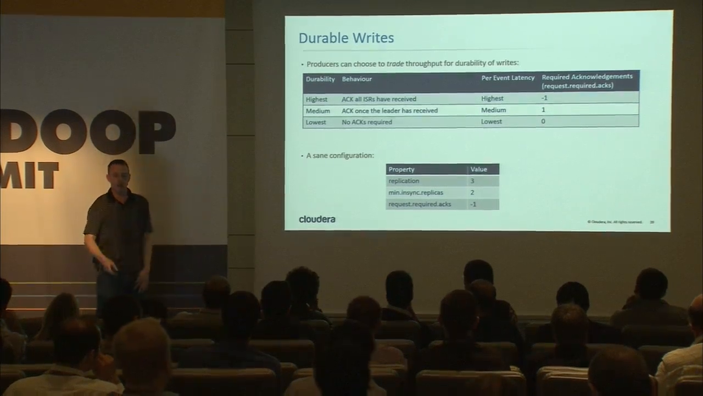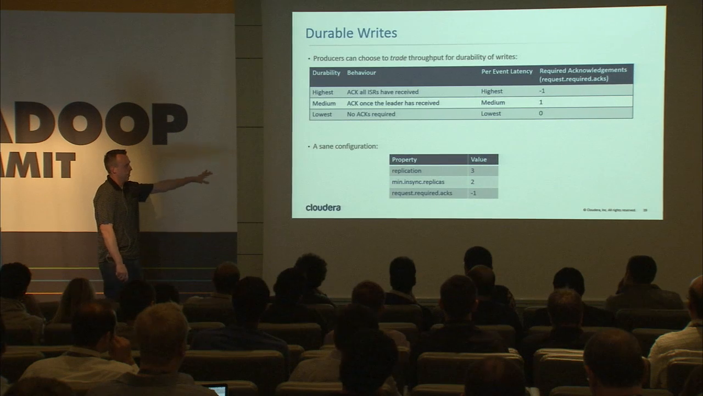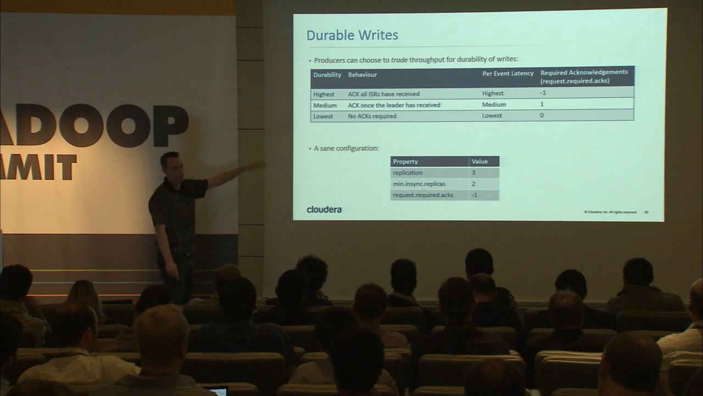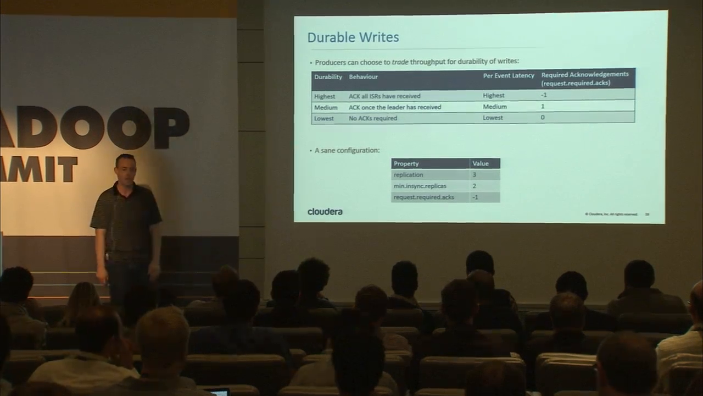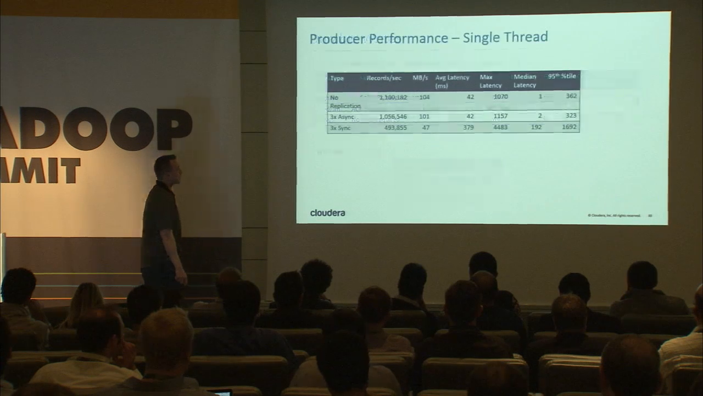A sane configuration down here is to set your replication to 3 or so, to be able to tolerate at least one failed broker, and have it such that all the replicas in the in-sync replica list have to respond back when a message is produced.